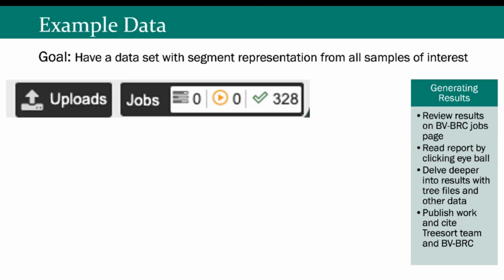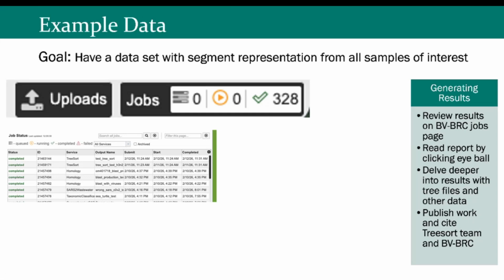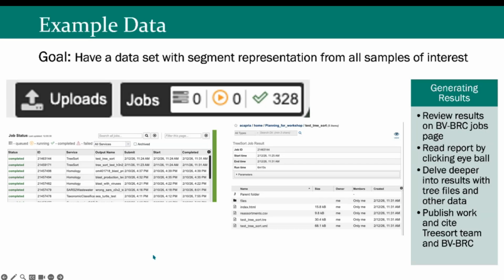Once you set up that data set, we'll generate results. You'll see the status for your job at the bottom of the BV-BRC page. You can click there, and that'll take you to your job status page, where you'll see your completed results. You can click on one of those, and that'll take you to the output result for that job, and then you're able to view those in more detail.